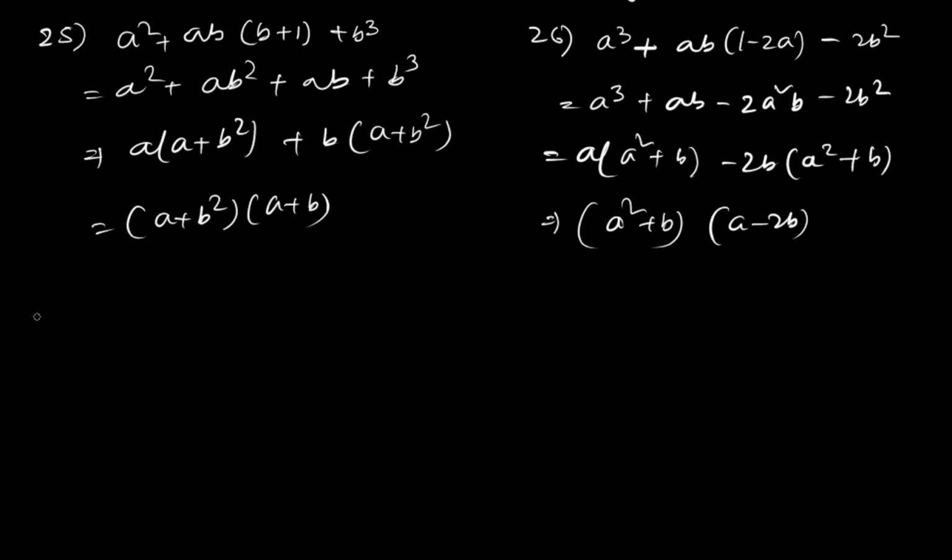Now let's do the 27th one. So a square plus bc minus 2ab a square plus bc minus 2ab minus ac. Okay, so let's do the question. From the first two terms we can take something common, and the 2a square and 2b square should be kept together. So 2a square minus 2ab plus bc minus ac.